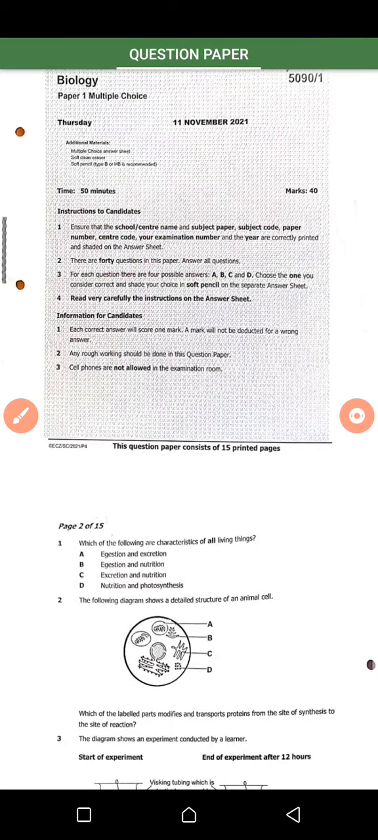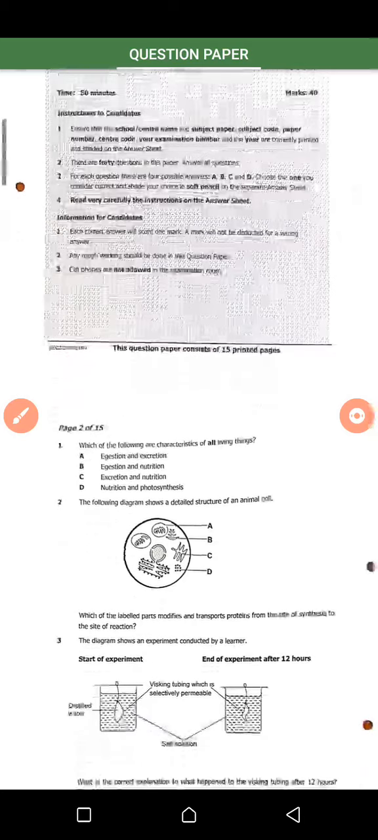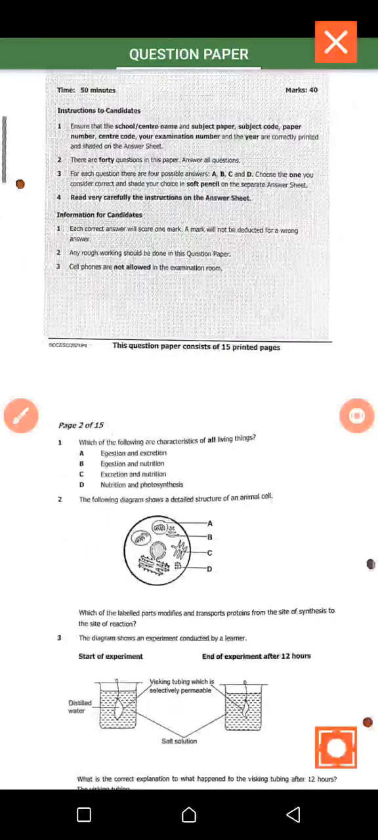Okay, so we can get started. The first question is: which of the following are characteristics of living organisms? A is digestion and excretion. B is digestion and nutrition. C is excretion and nutrition. D is nutrition and photosynthesis. From the list you can see that photosynthesis only occurs in plants, so it's not the answer. Digestion only occurs in animals, so it can't be the answer. So the correct answer is C.